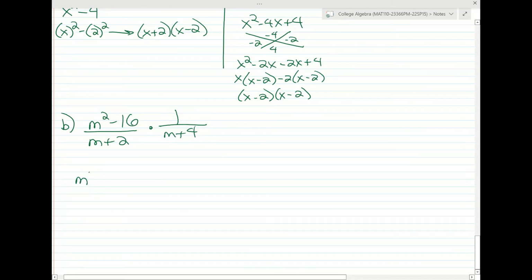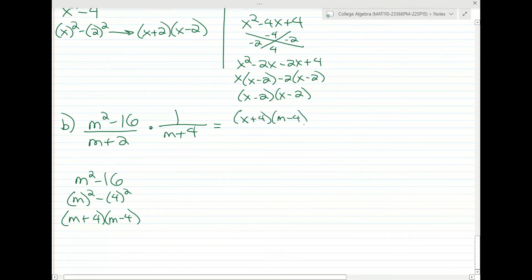So let's start with the m squared minus 16. This is the same thing as m to the second minus 4 to the second, which would factor to be m plus 4 times m minus 4. I'll just go ahead and write that over here. Looks like the m plus 2 is already factored as much as it could go. The m plus 4 is factored as much as it could go.